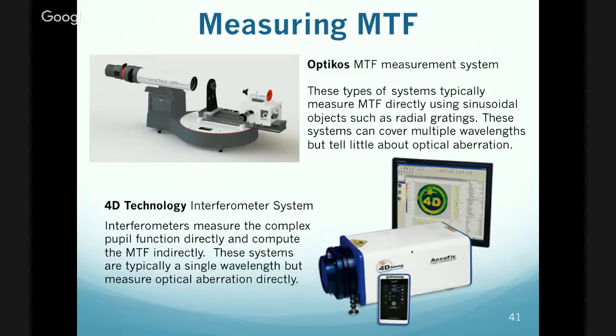The disadvantage of the interferometer, of course, is it's single wavelength. It uses a laser, so you don't get a polychromatic MTF. You don't see how things work in white light or any of that stuff, whereas the MTF measuring system can do that easily. But you do get to measure the aberrations directly.